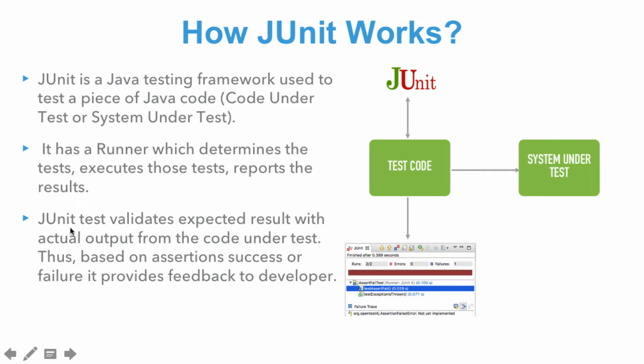So here you can see a JUnit test validates the expected result with the actual output from the code under test. Whatever output our code returns, we validate it against an expected value. In this test code we usually write assertions, and based on the assertions, whether the test case is a success or failure, feedback is provided to the developer.